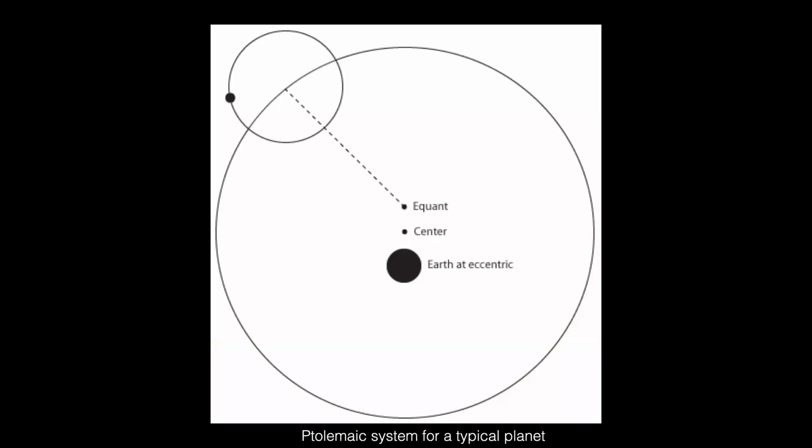Here's the Ptolemaic model for a typical planet. You have a circle with a center, and the Earth not at that center, but at a point called the eccentric. Then you have another point called the equant, and the orbit of a planet goes around the equant, and then there's an epicycle that goes around on that circle, and that describes the motion of a typical planet. Most of the planets were somewhat more complicated than this, but this is basically the essentials of the Ptolemaic system.